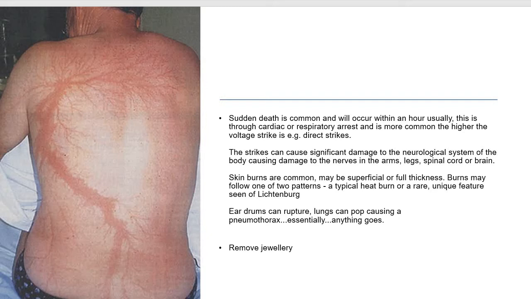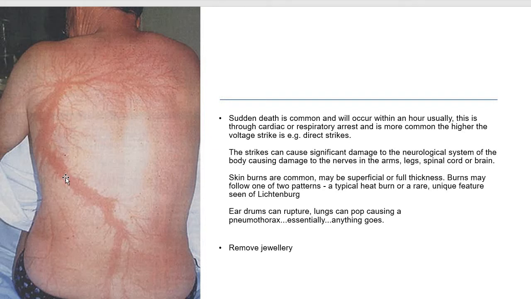And just because everyone likes a nice pretty picture, we get these very particular and very specific ferning patterns that can be seen on the skin of these types of burn marks, and this is very specific for lightning injury.